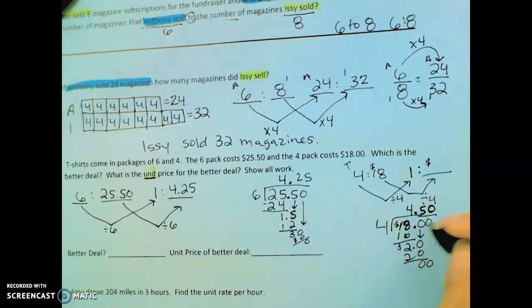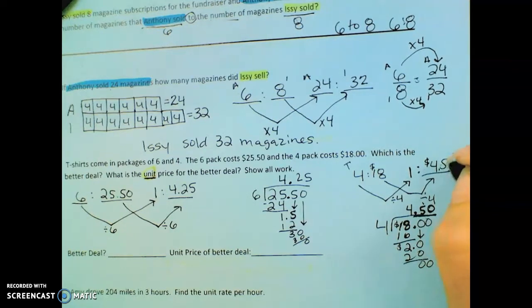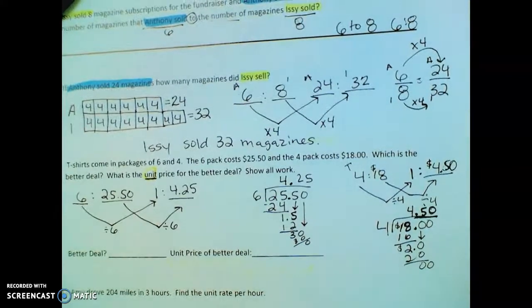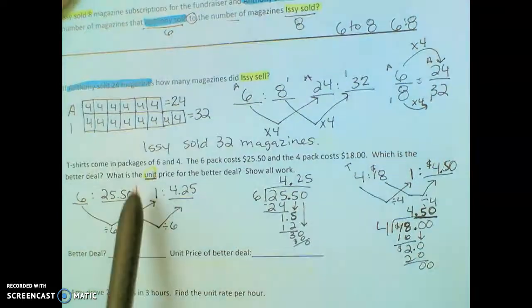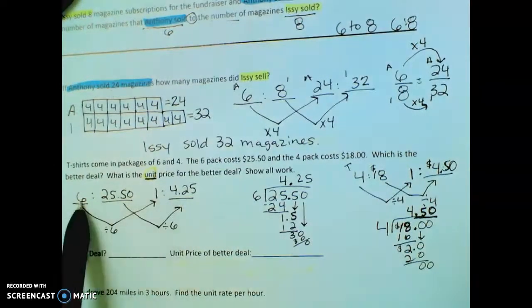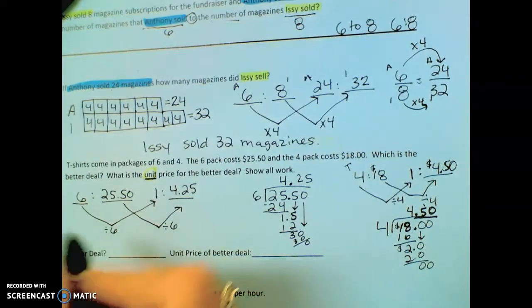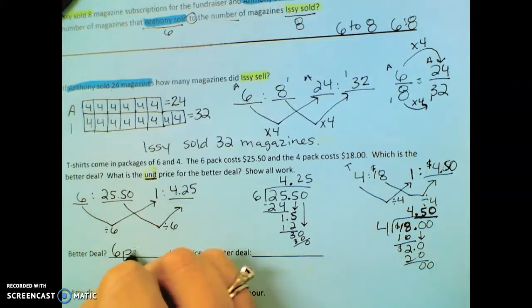I need a number above every number in my dividend, and it's money. I need to go to 2 decimal places. So that one would be $4.50 per shirt. So which one would you rather spend, $4.25 or $4.50? I'd rather spend the $4.25, so that is the 6-pack deal. So the better deal is the 6-pack.